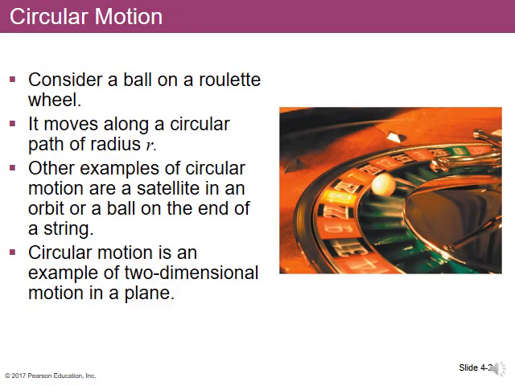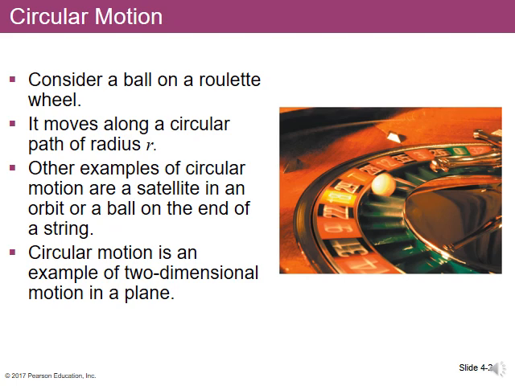So to get started, let's first consider a ball moving on a wheel. This is a roulette wheel like you might find at a casino. The ball goes around in a circle, right? It's stuck in that spot. The whole wheel is turning. It's going to move along a circular path. We can say that that circle has a radius we'll call r. This is a good example of something that's moving in a uniform circular motion.